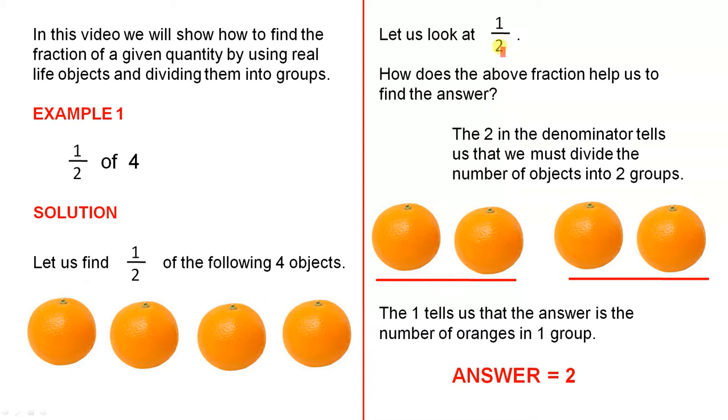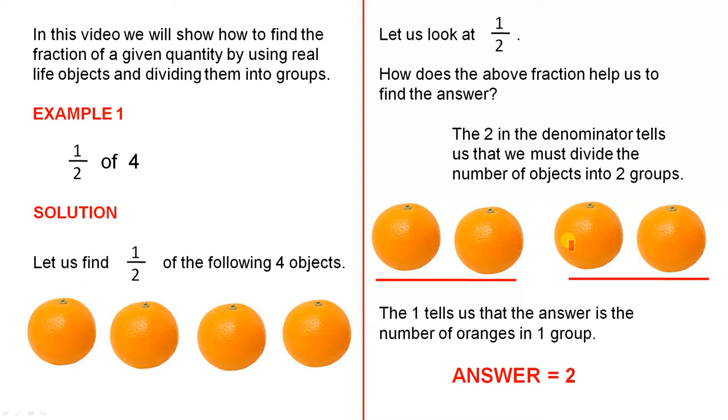Firstly, let's look at the 2. What information does the 2 tell us? The 2 in the denominator tells us that we must divide the number of objects into 2 groups. So basically you split the oranges into 2 equal groups. Now you can see that here's one group and here's another group. There are 4 oranges altogether and each group has the same number of oranges.